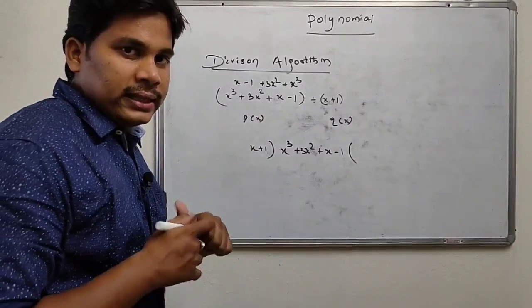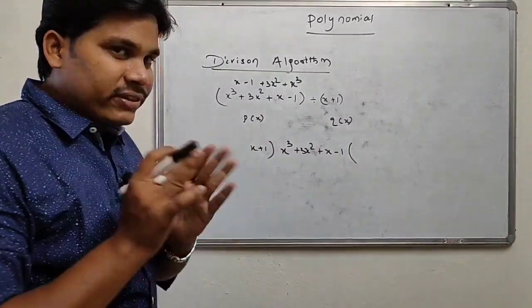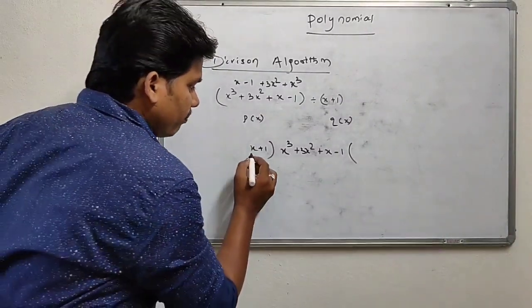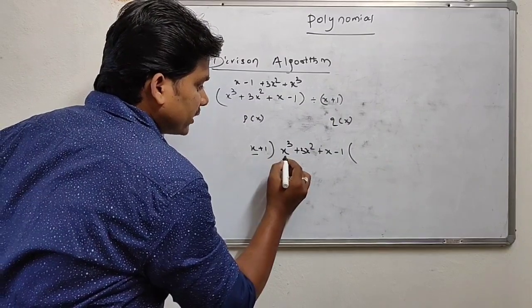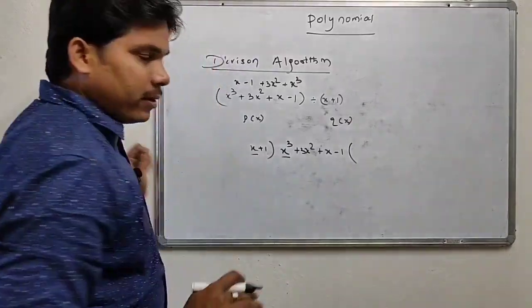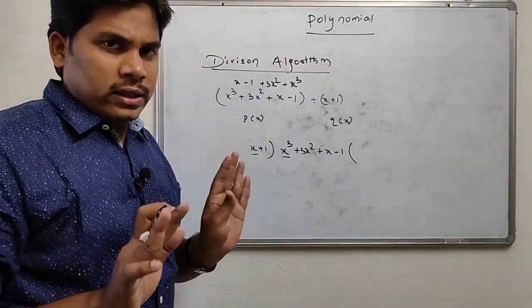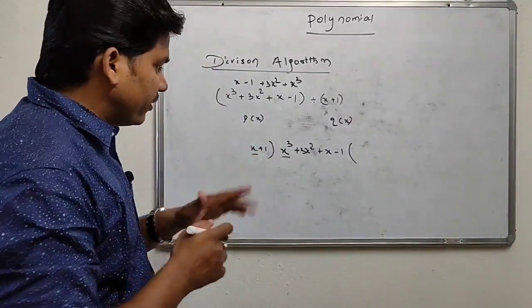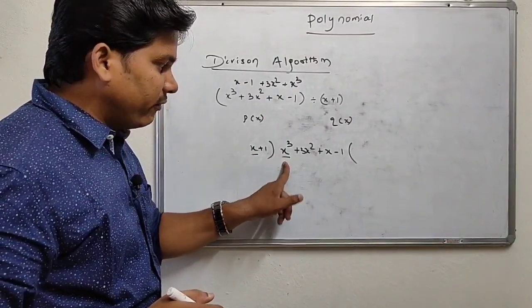Now what do we have to do in the division? In the first step, we have to consider only the first term of the divisor and the first term of the dividend, not any other terms. The first term of the divisor is x, and the first term of the dividend is x cube.